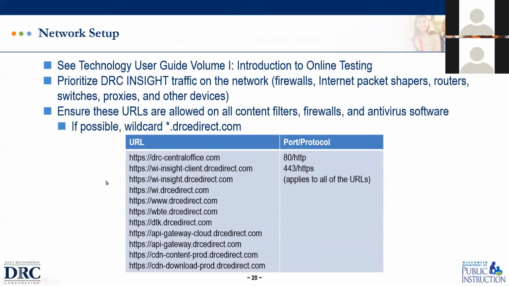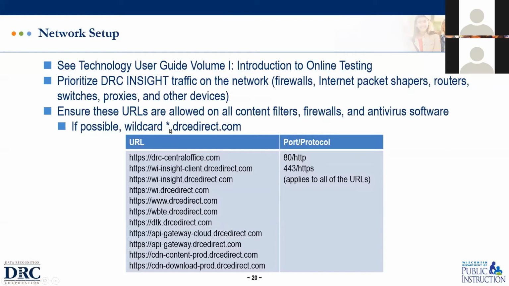For the specific things you need to do for the network, I want to point you to the Technology User Guide, Volume 1 under Introduction to Online Testing, to verify the latest of the URLs that you need to whitelist. This is where they are now. They're likely to stay the same for the URLs and the ports that you need to have open on the testing devices and on your servers. But just to verify, double check it from this list before you start testing.